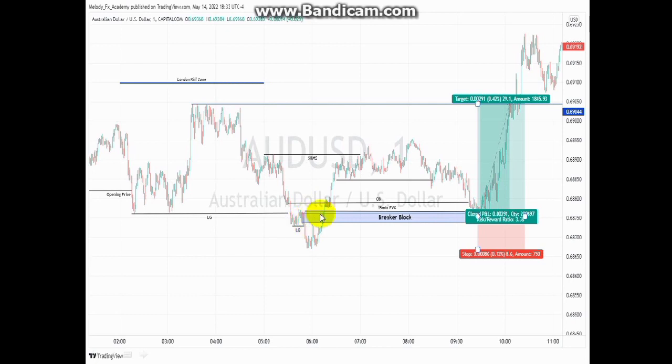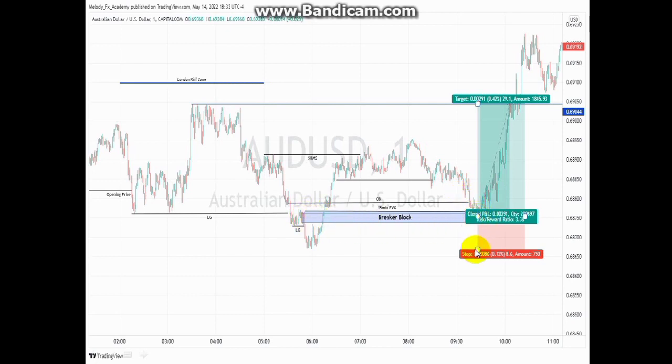So what is a breaker block? A breaker block is actually the last up candle. For a bullish breaker block, that will be the last up candle before a run on liquidity. So we had the last up candle right here. I will zoom in in a minute. We had the last up close candle before a run on this sell side liquidity, taking out the sell stops that are probably resting below this, taking it out the other way. So when price came back to it, that was where I got my entry.